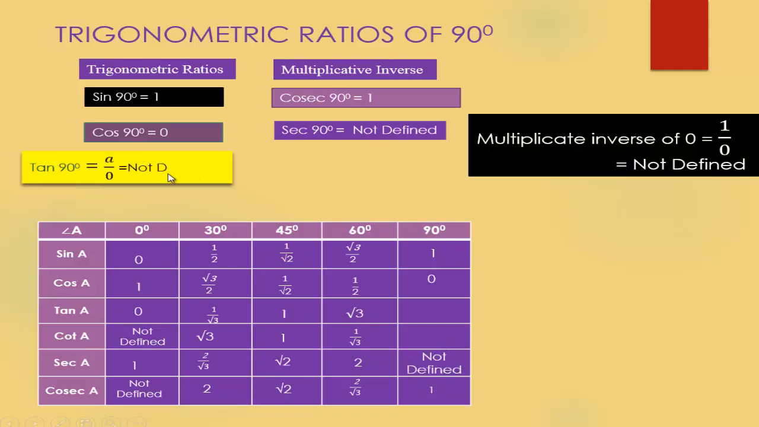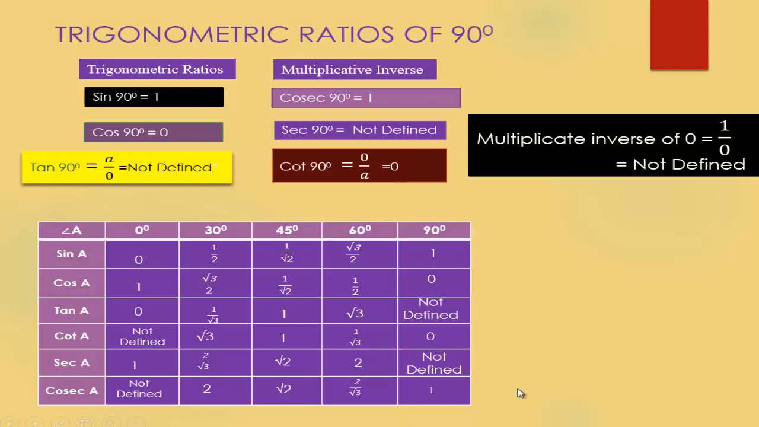Next, tan 90. Tan 90 equals a by 0, that is not defined. Tan 90 is not defined. But the multiplicative inverse of tan means cot. Here tan 90 is a by 0 and cot 90 is 0 by a, that becomes 0. Therefore, cot 90 equals 0.